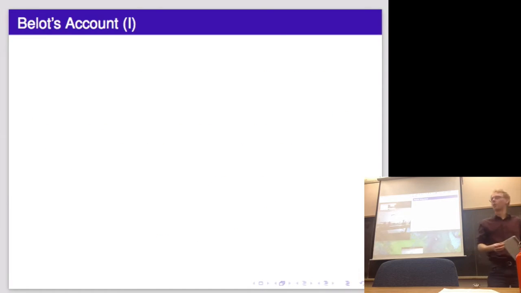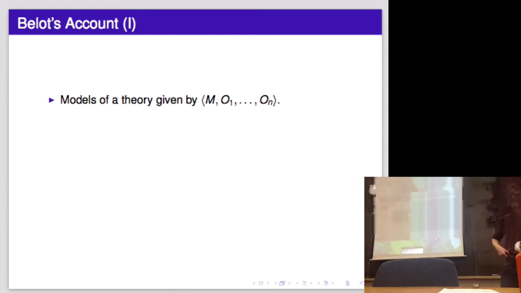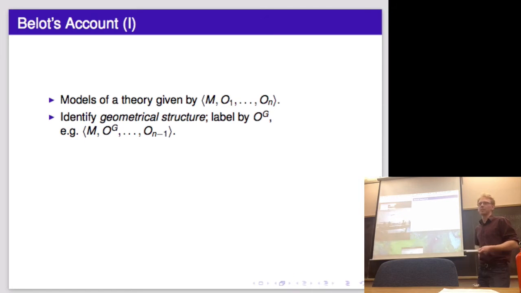Okay. So a quite different approach to background independence is that of Belot. Belot's approach is actually reasonably subtle and quite difficult to state precisely, so it's worth warning you that this is a pretty stripped down version, but hopefully it's enough to give you the gist. So we start off by considering kinematically possible models of some theory, and we'll denote these <M, O1 to ON>. We identify some geometrical structure in the models, and we'll label that by OG. So this would be reasonably easy to do in a lot of theories. So for example, in general relativity, it's reasonably easy to point to the metric field as representing geometrical structure.